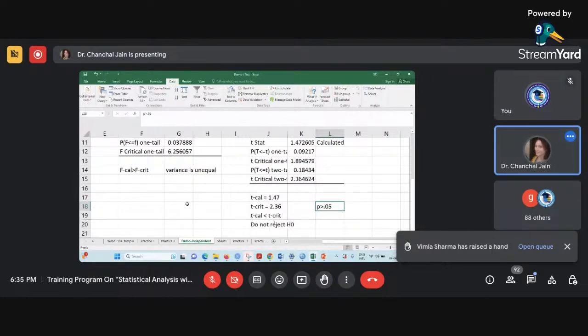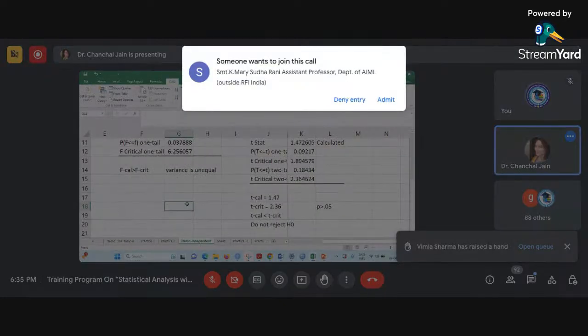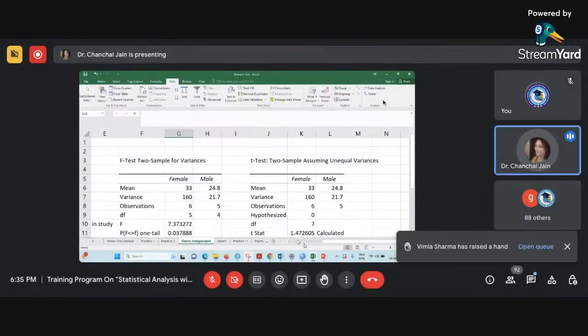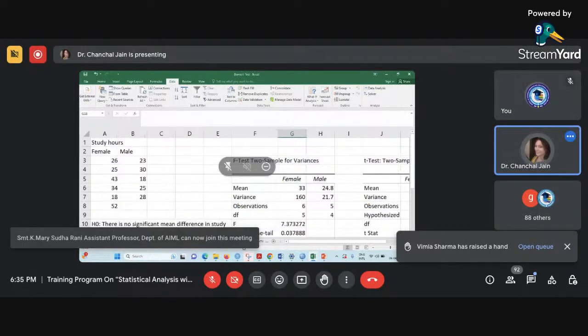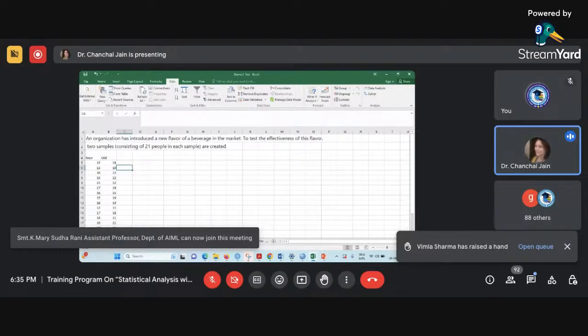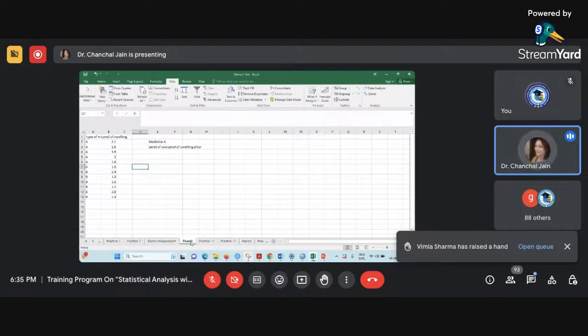Is it fine to everyone? Yes. Okay. So further, you can find you are having two sheets for practice purpose. One I have added to explain the things, so I'm keeping it here because it is making it confusing.